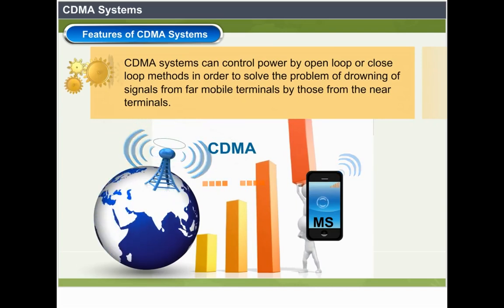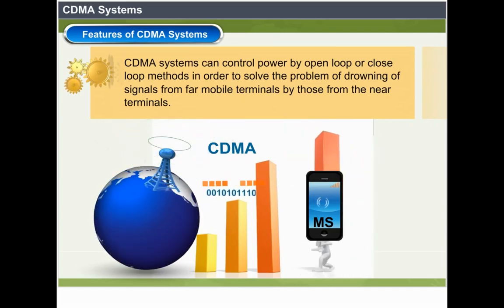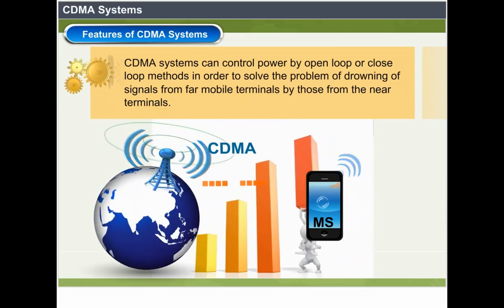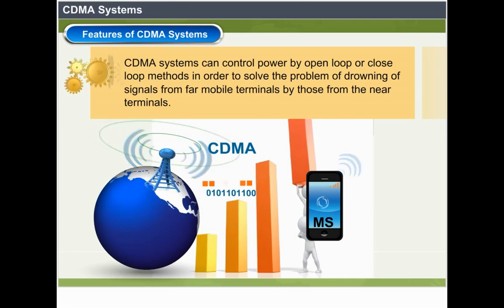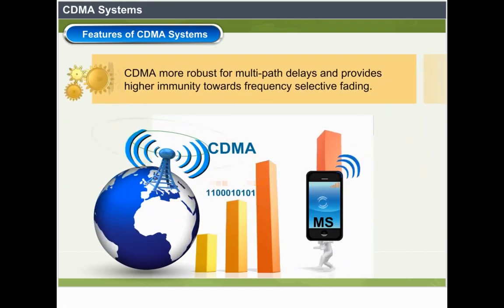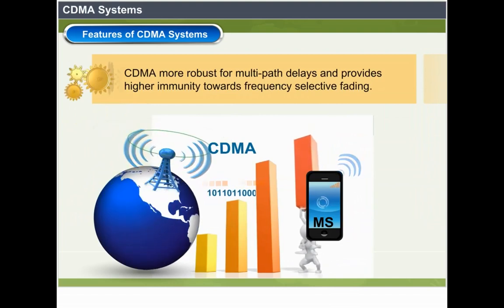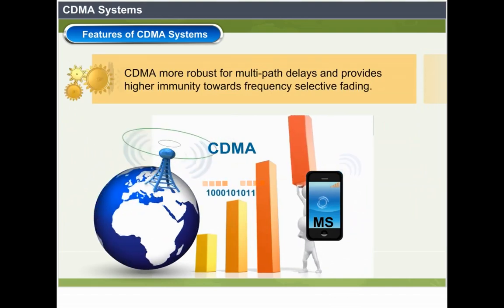CDMA systems perform power control by open loop or closed loop methods to solve the problem of signals from far mobile terminals being drowned out by those from near terminals. CDMA is more robust to multipath delays and provides higher immunity towards frequency selective fading.